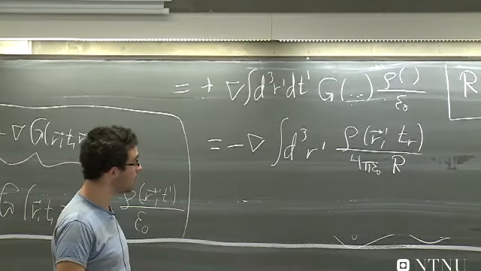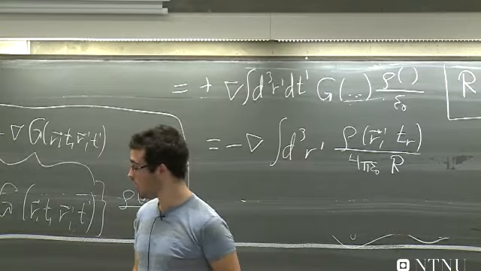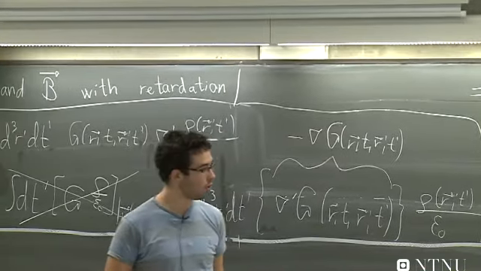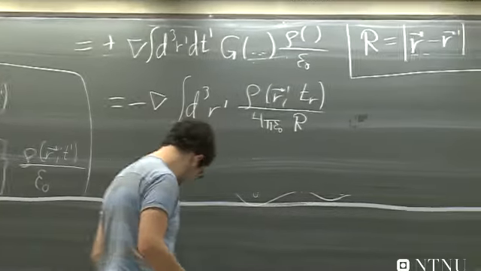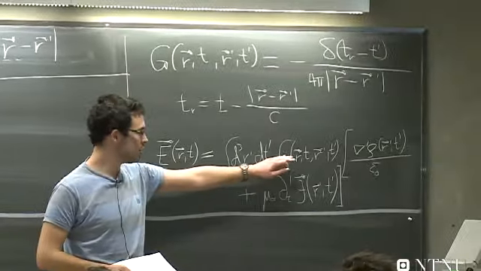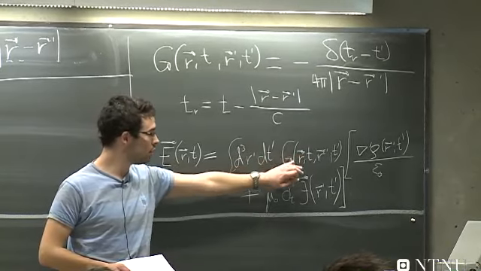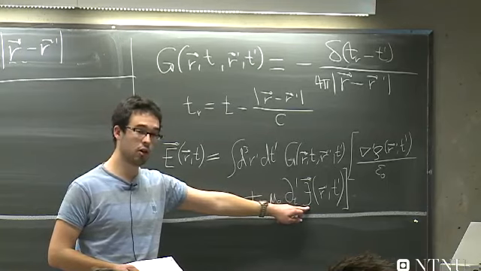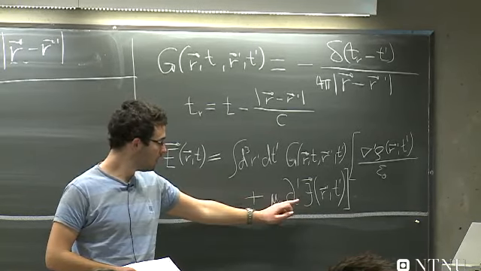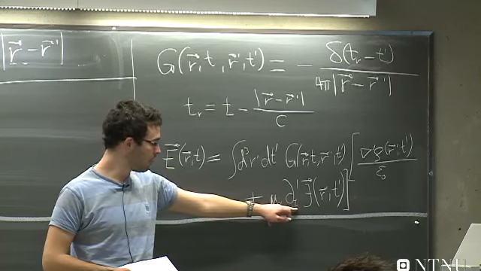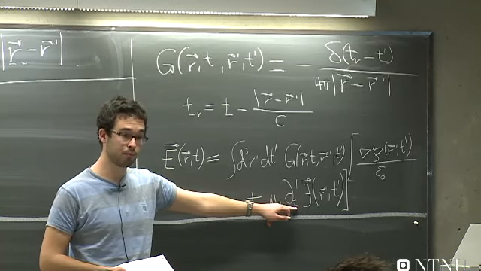Okay, and I can do the same trick, exactly the same trick, in the second integral. So I kind of simplified the expression for the first integral. Now I'm going to do the same thing with the second integral, which is over the current density this time, except now I'm going to do the same thing with respect to the time.